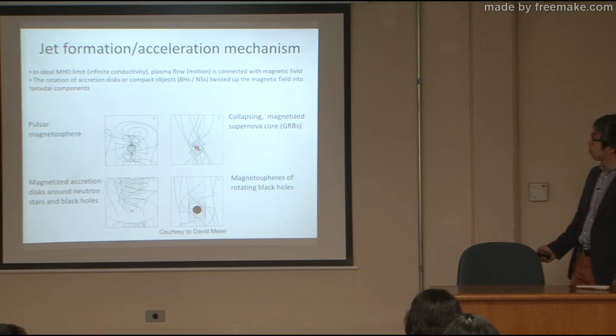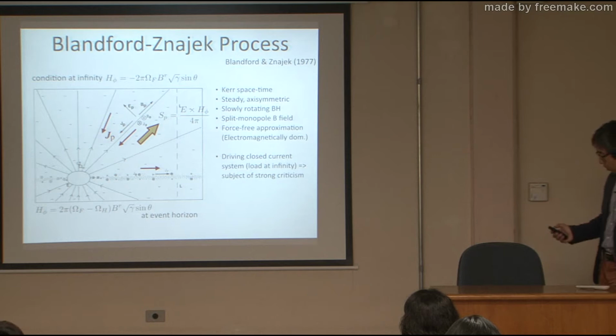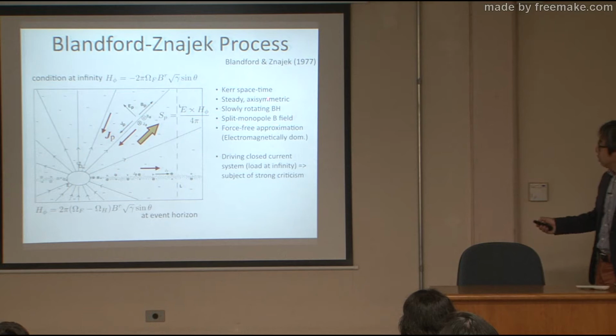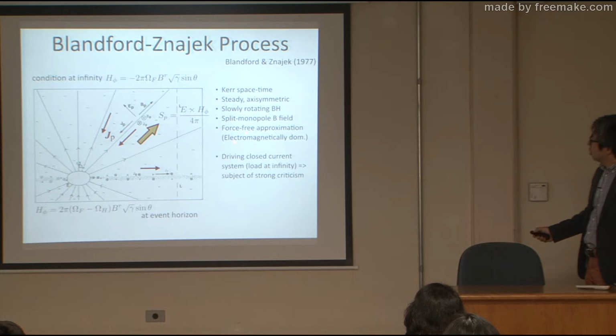So this is a schematic picture of the Blandford-Znajek process, which was originally proposed for this kind of situation: Kerr spacetime, steady and axisymmetric structure, a slowly rotating black hole, and a split monopole magnetic field structure. It means that in one hemisphere the field goes radially outward, and in the other it has opposite polarity, but this is still a radial magnetic field. And then the force-free approximation, meaning an electromagnetically dominated situation.